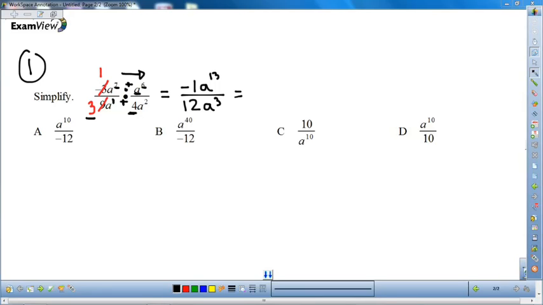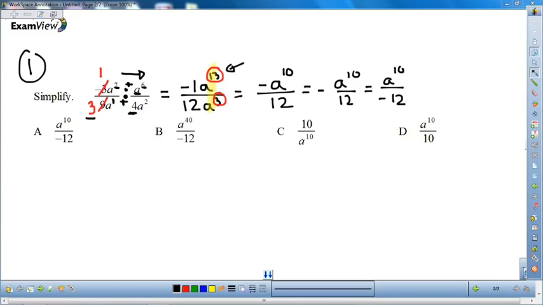So now my a is the division problem. So what we can do is we're going to go ahead and subtract the exponent. So 13 subtract 3 is 10, and there's more on top. There's more on the numerator, so I'm going to go ahead and write a to the 10 over 12. Now the negative can go in the middle, or it can go on the denominator. So my answer is going to be A.